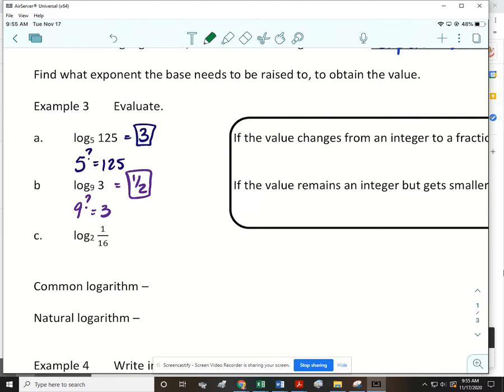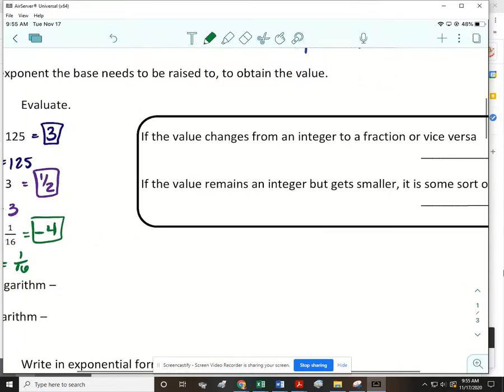All right, then for C, you ask yourself 2 raised to what power is 1/16? All right, so this time it changed from an integer to a fraction. The only way that can happen is if you have some kind of negative exponent. All right, so then we need to think of how do you get 2 to get to be a 16, and that's going to be to the 4th power. So to go from 2 to 1/16, then that needs to be the -4.